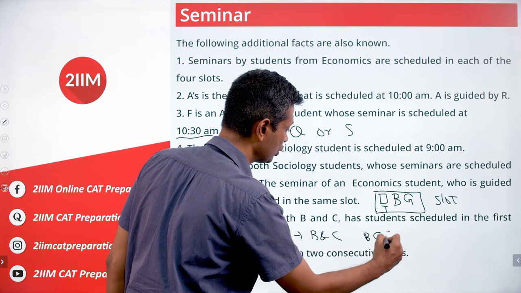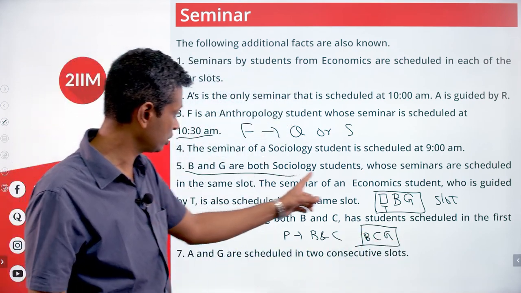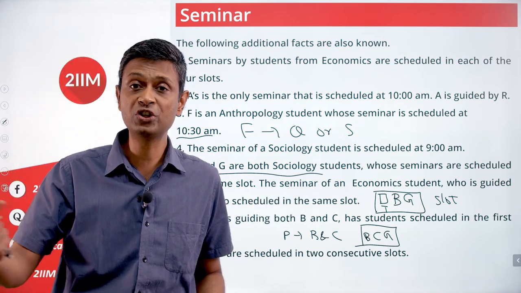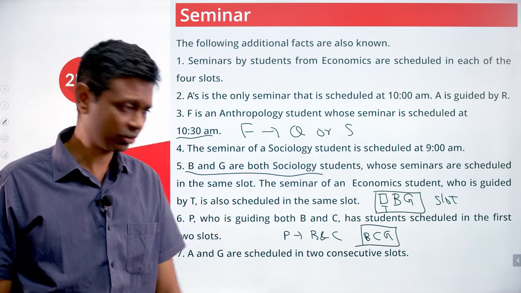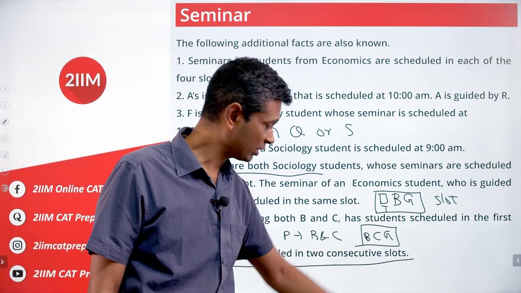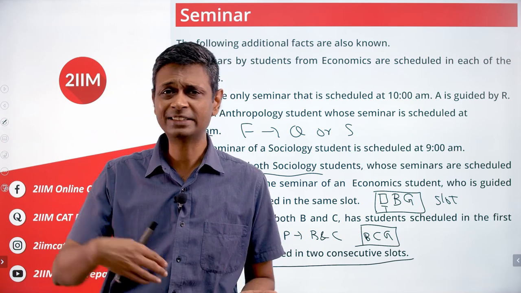B, C, G are all sociology students because B and G are both sociology students, and P is guiding B and C. F is anthropology. The remaining should be economics. A and G are scheduled in 2 consecutive slots. Lovely. I think there's a lot of information here. We're going to get one nice, complete grid, and then it should be easy to answer.